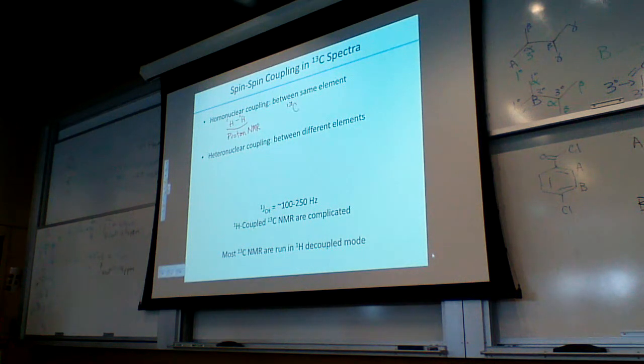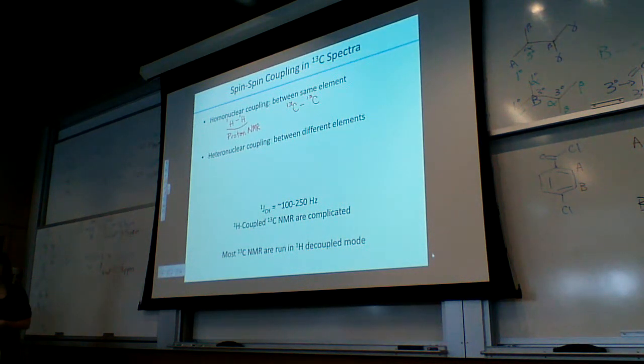Homonuclear coupling, if we were talking about carbon-13, carbon-13 coupling, is also not very relevant. Why? It's almost impossible. There's a very low probability that we'd actually see two carbon-13s in the same molecule that are neighboring each other. So, unlikely.